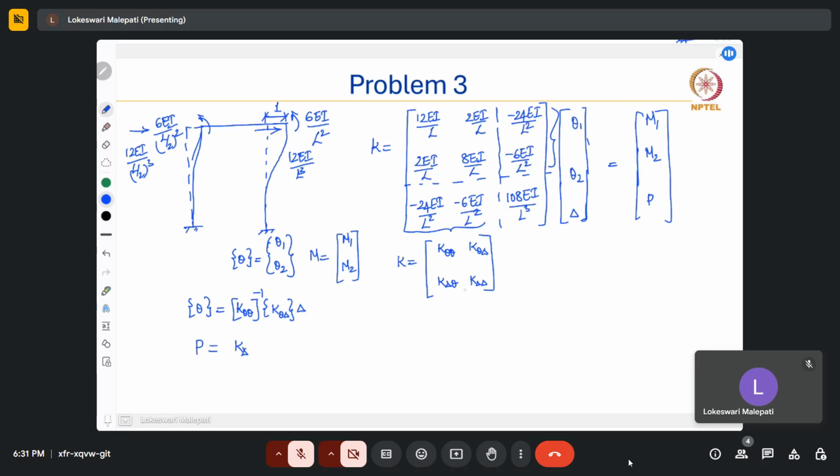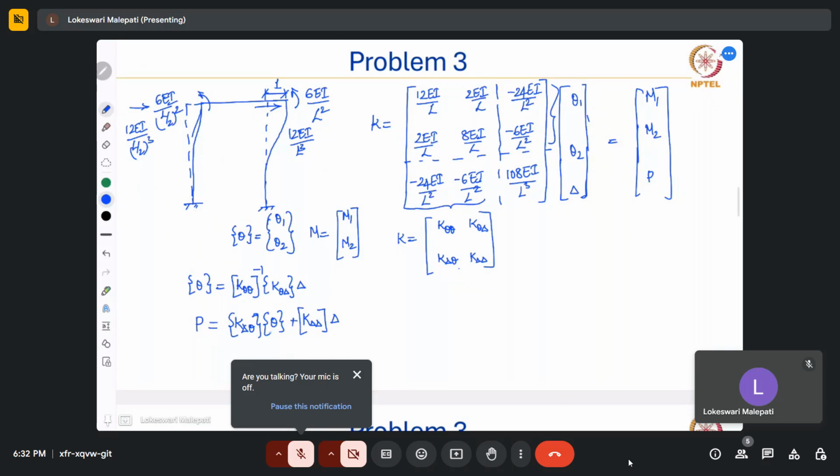So this can be written in terms of these elements as K theta delta, K delta theta multiplied by theta 1 and theta 2, right? Which is nothing but this thing, theta 1 and theta 2, plus this thing, which is k delta delta multiplied by delta. So now we already have the relation for theta in this equation. We have to substitute this here. So let's substitute.